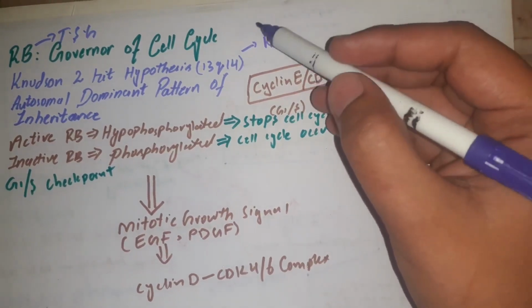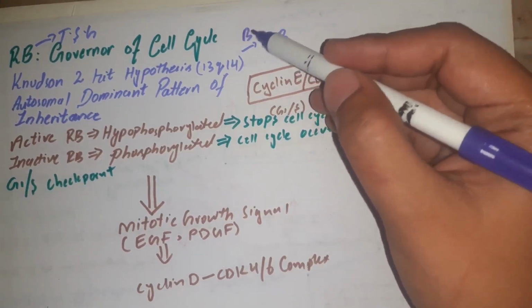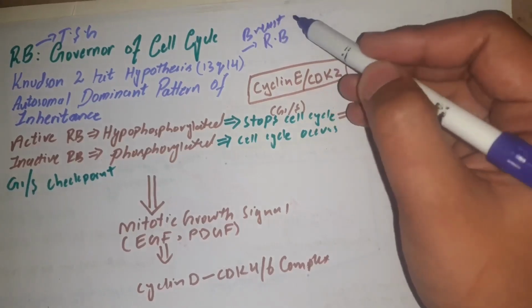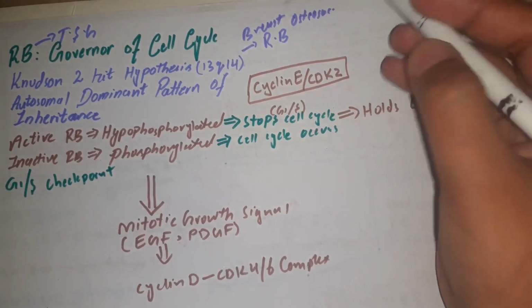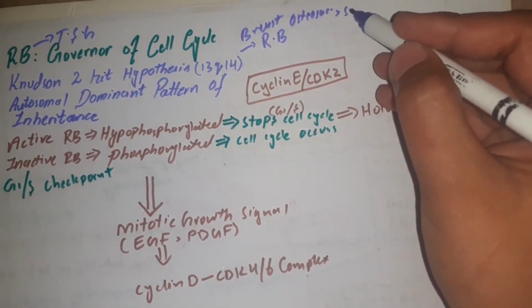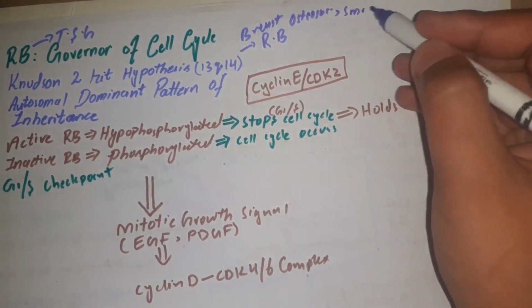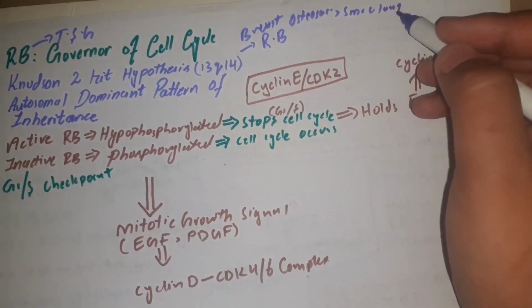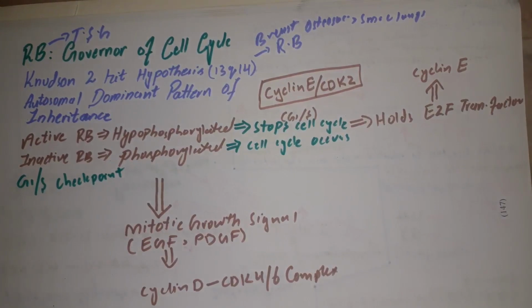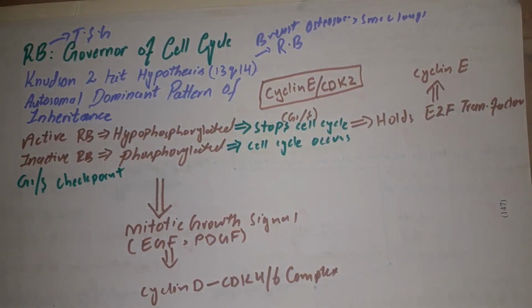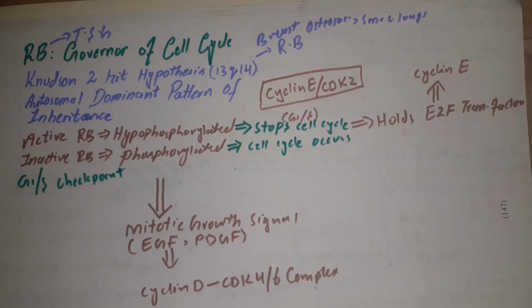For example, it has involvement in breast carcinoma, it has involvement in osteosarcoma, which is bone tumor, and so on. So it is also involved in the small cell carcinoma of the lungs. So it is involved in multiple carcinomas. So it is one of the principal tumor suppressor genes which gets mutated and leads to the development of multiple kinds of tumors and cancers. Okay, so how does it function?